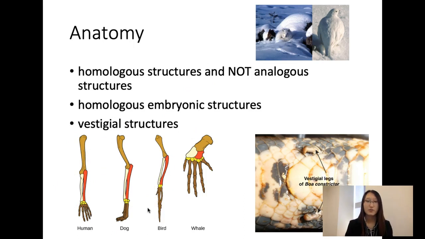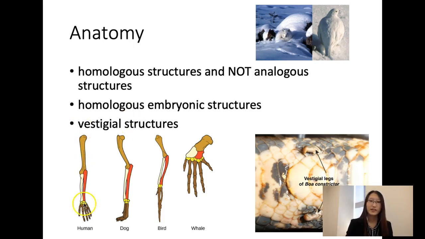Homologous structures, remember, have similar structures, different functions. Say it again. Similar structure, different functions. Okay. Analogous structures are the opposite. They have similar functions and different structures.